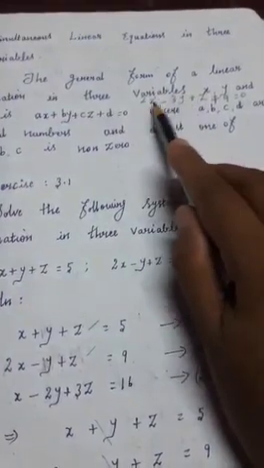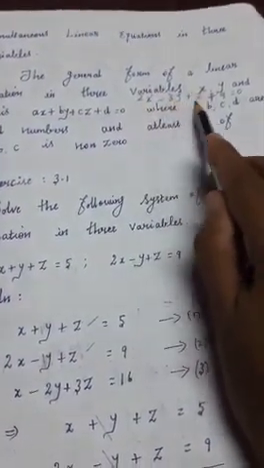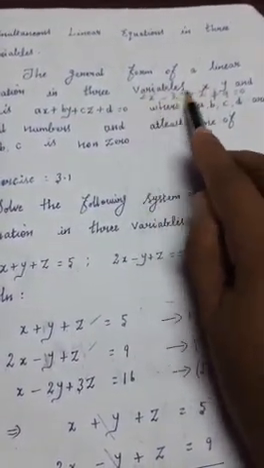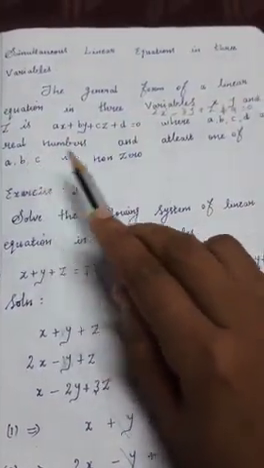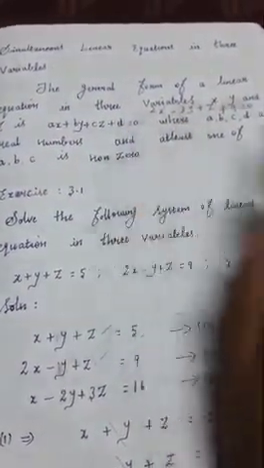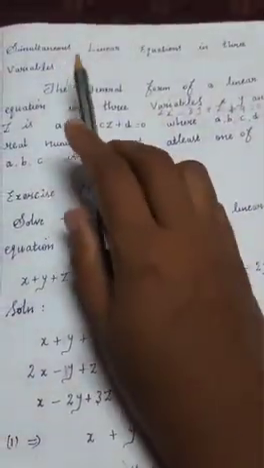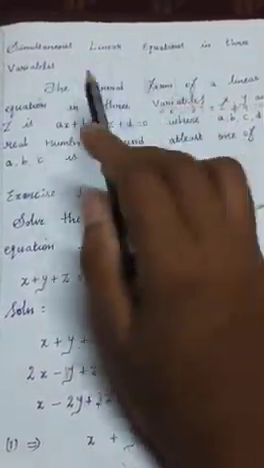For example, if all three of a, b, c are 0, then this whole part will become 0, and then we cannot find the answer. That's why they have given that at least one of a, b, c is non-zero, then you can find the answer. So this is the simultaneous linear equation in three variables.